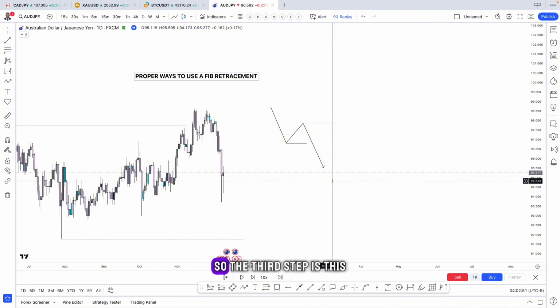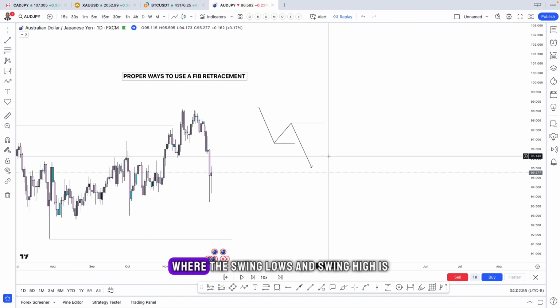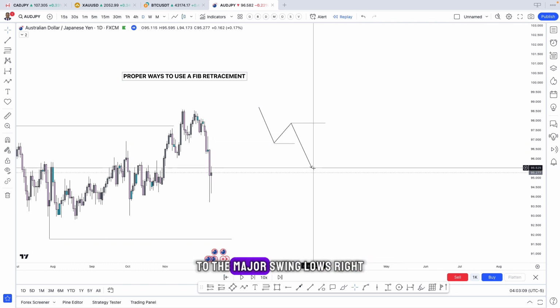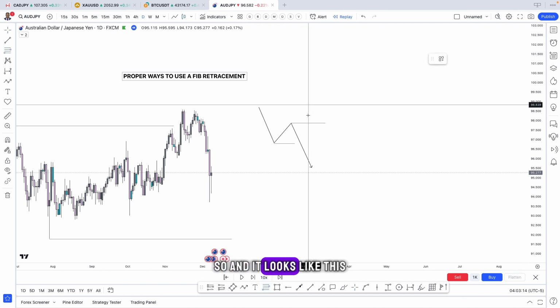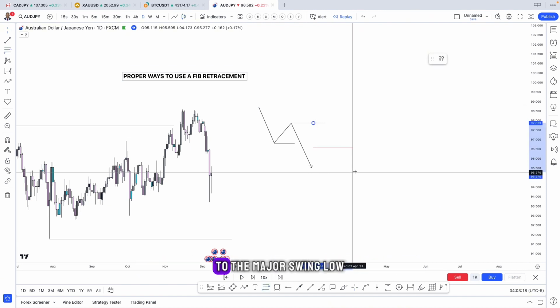So the third step is this: after you find out where the swing lows and swing highs are, and where the internal highs and lows are, the next step is for you to pull up your Fibonacci retracement tool. Then you pull it from your swing high to the major swing low, right? It looks like this: you pull your Fib from the major swing high to the major swing low.